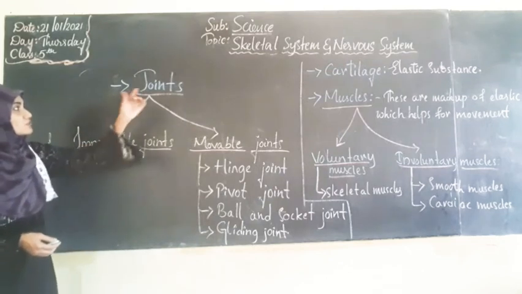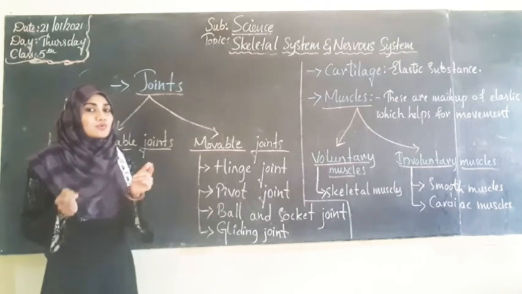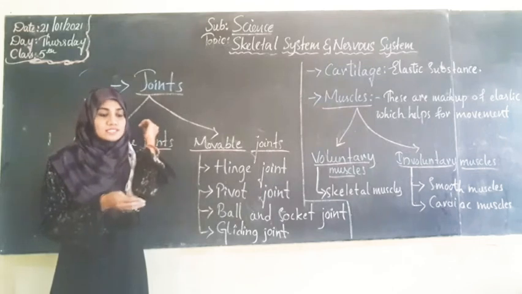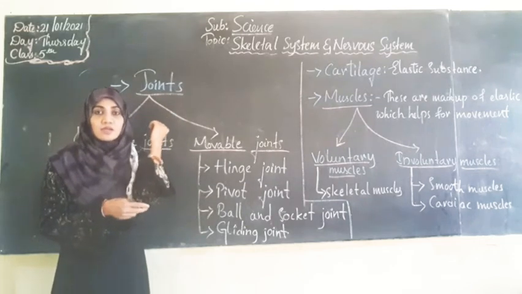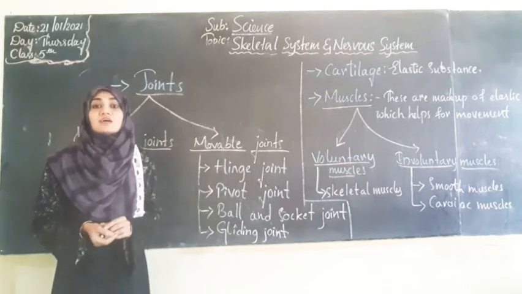So first let us see joints. What is meant by joints? Any connection between two bones is nothing but a joint. It is a joint, right? Two bones connecting at one point will be considered a joint.